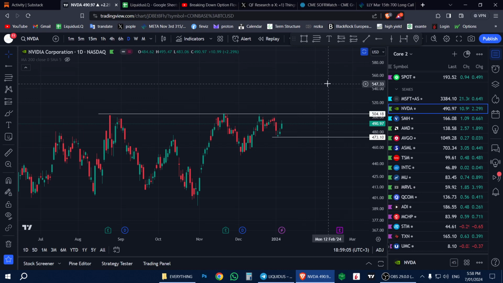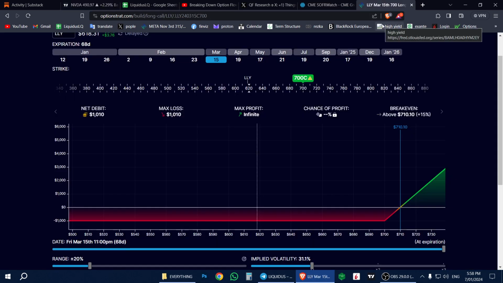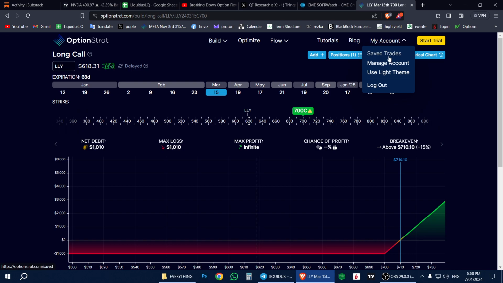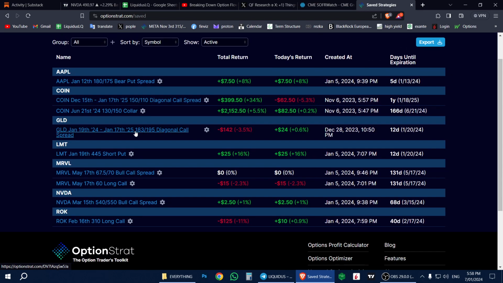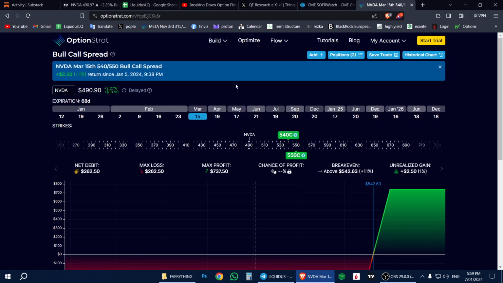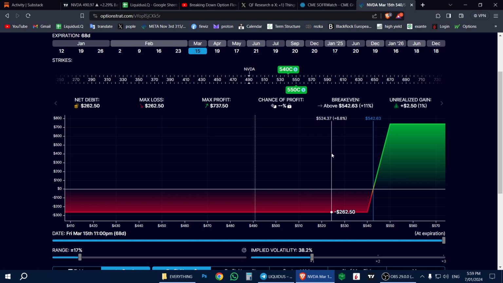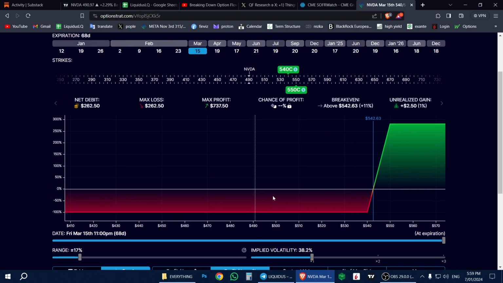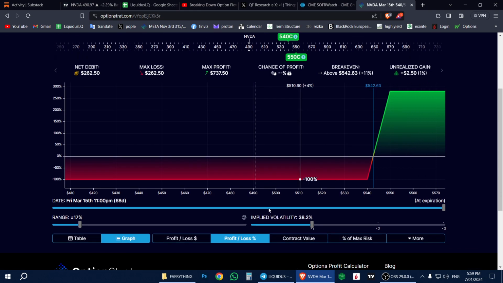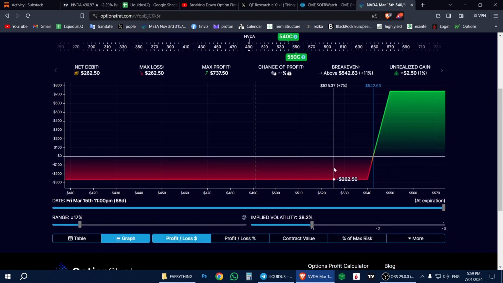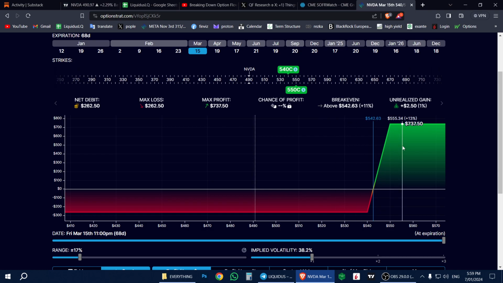Why? First of all, the asymmetry embedded into the option itself. This is it. I can show it right here. Saved trades. It should be right here, right? Yeah, bull call spread March. Yeah, everything's correct. Profit loss in percentage points, 1 to 3 essentially, 2.9. If using one contract, you're risking 262 and making 737, in around a 1 to 3 ratio.